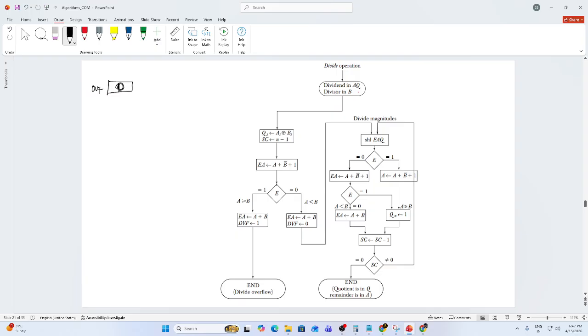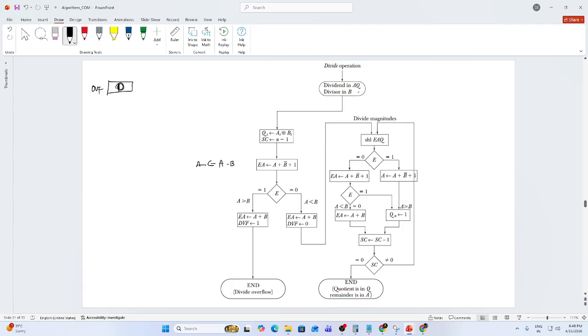I told the procedure, right? If there is an overflow, meaning E equal to 1, then just restore back the original value. So I did A minus B, that is A plus B bar plus 1, and I put the value into A.